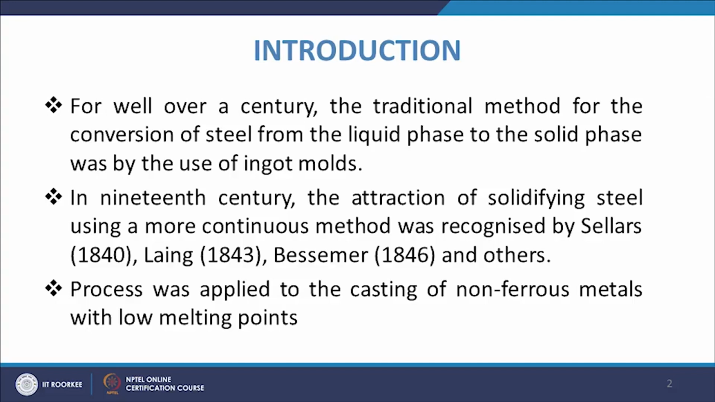So, for well over a century, the traditional method for the conversion of steel from the liquid phase to the solid phase was by the use of ingot molds. As we discussed, in the normal casting process you have a conventional mold, a finite-sized, small mold, and you pour the liquid metal from the furnace with some mechanism into that mold and then you allow it to solidify.